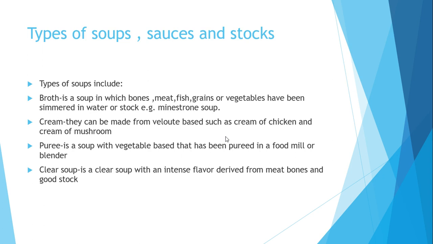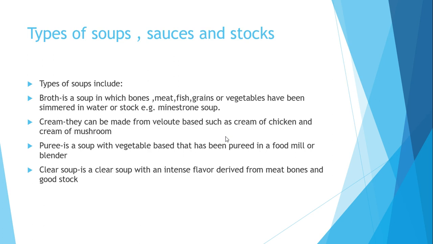Then we have types of soups, sauces, and stocks. The soups include broth. Broth is a soup in which bones, meat, fish, grains or vegetables have been simmered in water or stock. For example, we have minestrone soup. Then we have another type of soup which is cream.